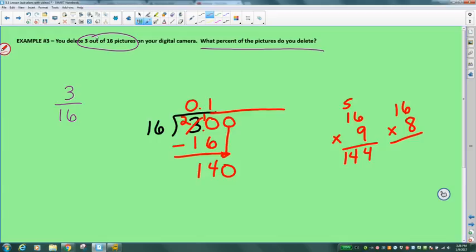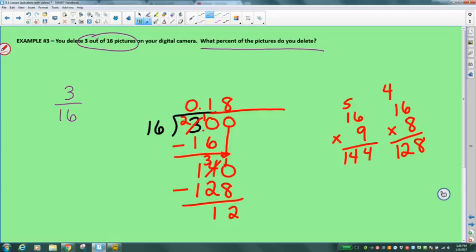16 times 8, so 6 times 8 is 48. 8 times 1 plus 4 is 12, so 128. So 128 is smaller than 140, so it's going to go into it 8 times. 8 times 16 was 128. And I take the difference. 10 minus 8 is 2. 3 minus 2 is 1. I have a difference of 12.